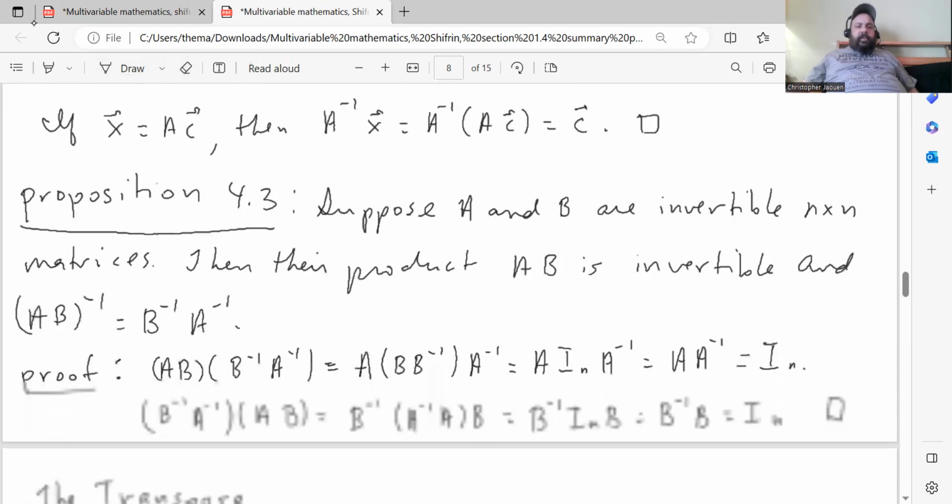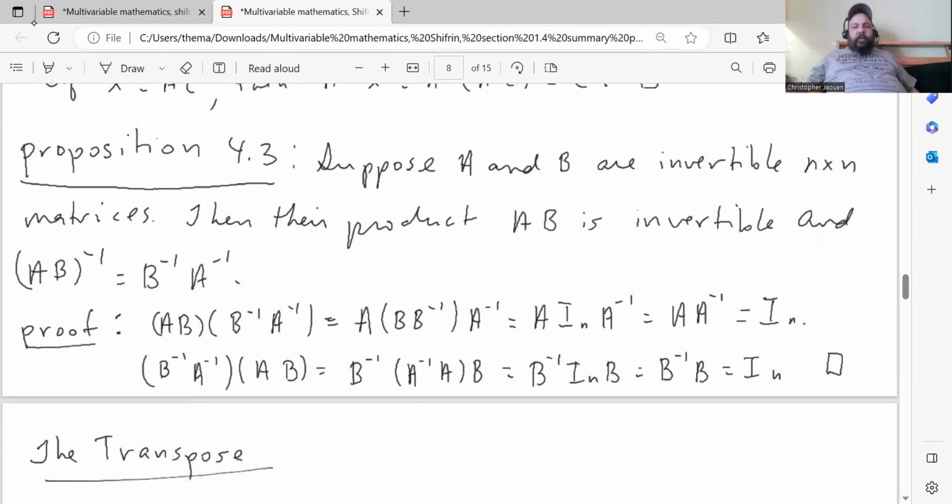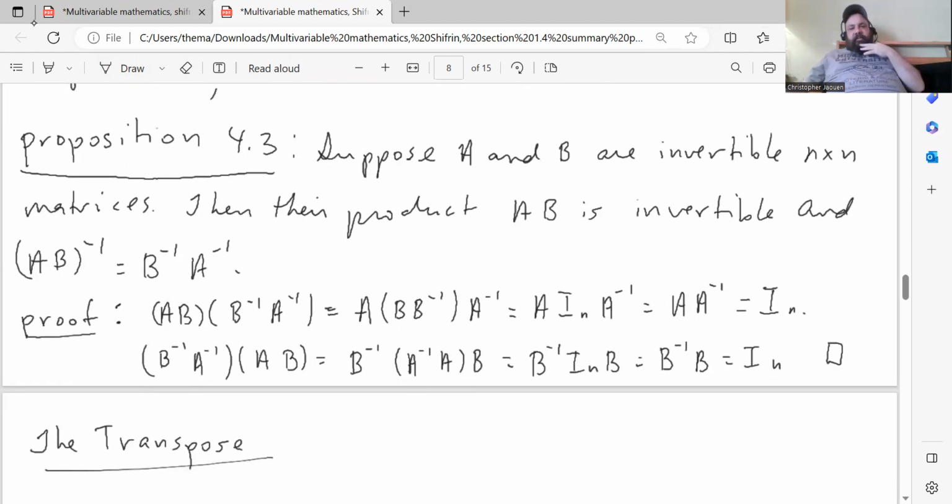All right, then he gives a proposition. I know this video is already feeling super long, but there's only a little bit left to go. We have to get through transposes and this proposition that has to do with inverses. So this is a nice property.